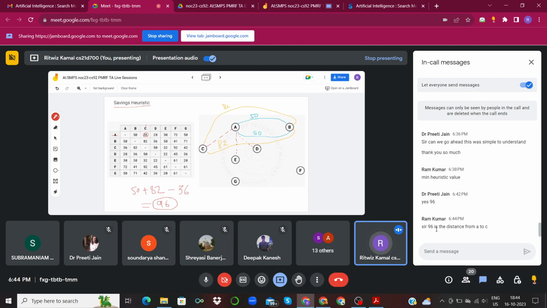No, Ram, 96. The distance between A and C is 36, which is given to you in the distance matrix. 96 is your savings when you remove one of the edges from A to B, one of the edges from B to C, and then you add an edge from A to C.